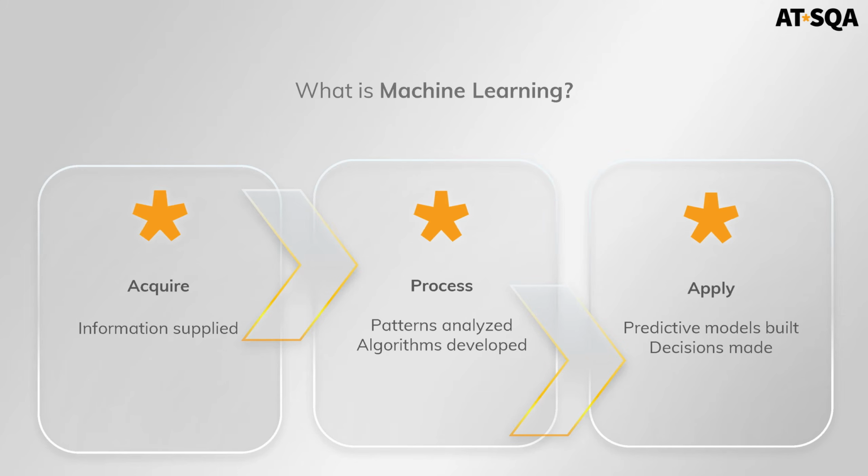So just to look a little bit under the covers here, what is machine learning? There's basically 3 steps to it. Information is supplied to the machine. It takes that, it processes it, it looks for patterns. So it analyzes the patterns and it develops algorithms to deal with those patterns. And then it applies it. It's able to make predictive models, and that helps it make decisions.